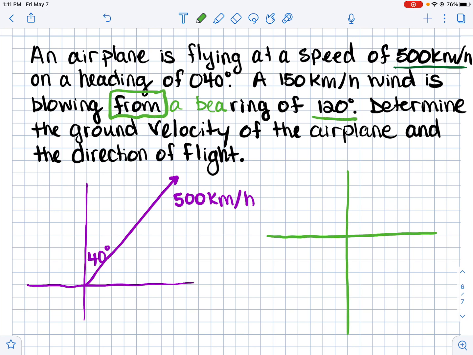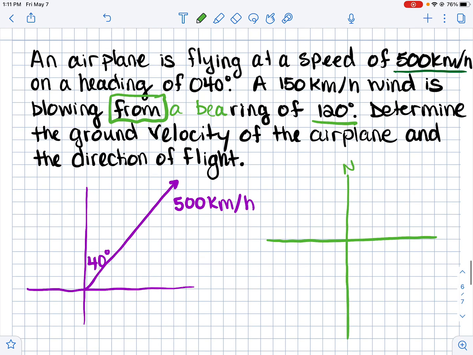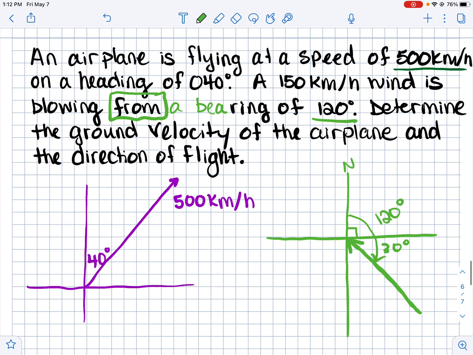All right, so let's find a bearing of 120. Bearings start at north and go clockwise. So 120 is going to be down here somewhere. And since it says from, that means it's coming from that way and going that way. So that whole angle there is 120. If I do 120 minus this 90 degree angle, I know this angle is 30 degrees, which is helpful. So actually my wind is going this way. So using opposite angles, that would be 30 degrees.